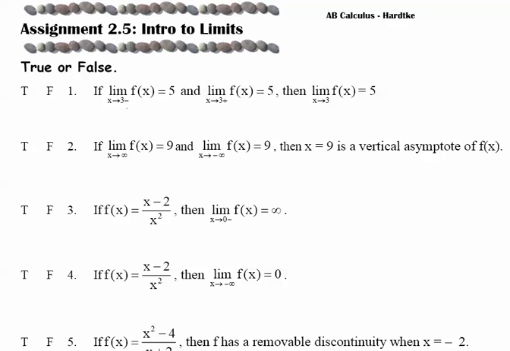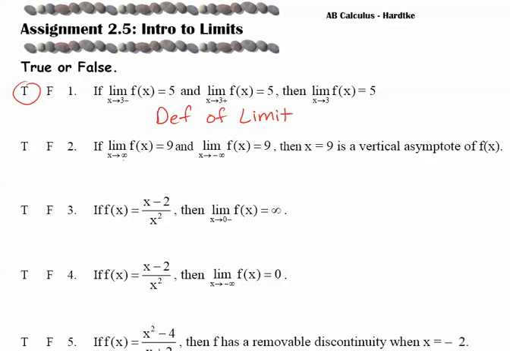So question 1, as we approach 3 from the left side, from the negative side, the y's are getting close to 5, and as we approach 3 from the positive side, the limit of the y's is also 5. So does that mean the overall limit as x approaches 3 is 5? That would be true. This is the very definition of a limit. If the left and the right hand limits agree, then the overall limit is that value.